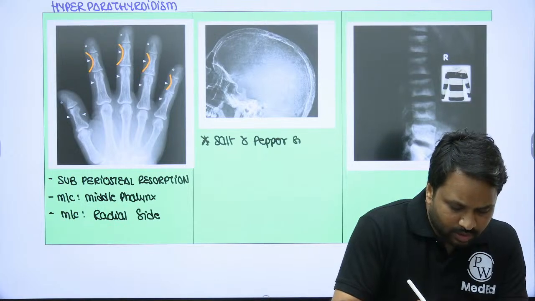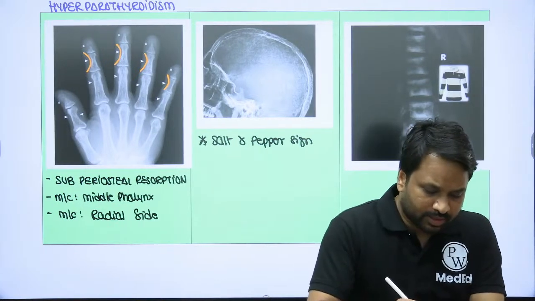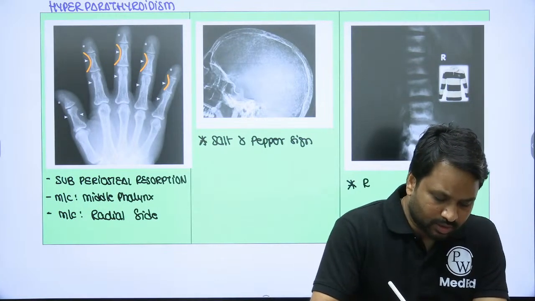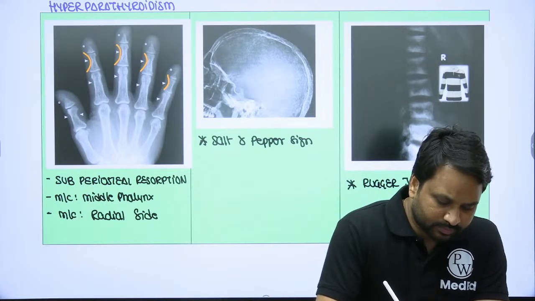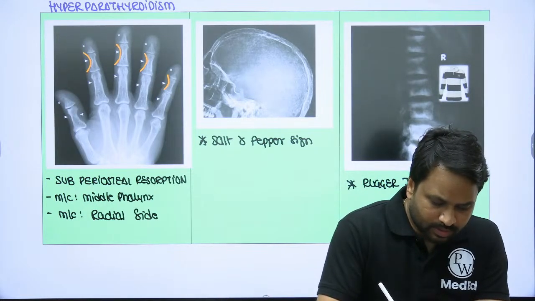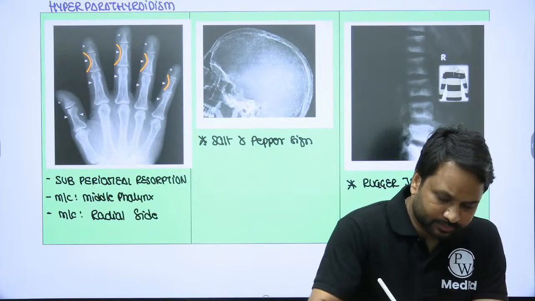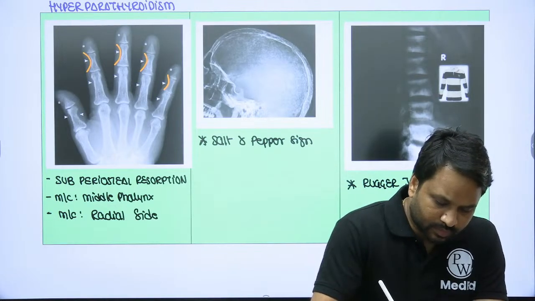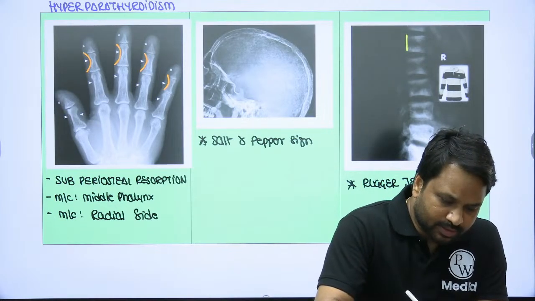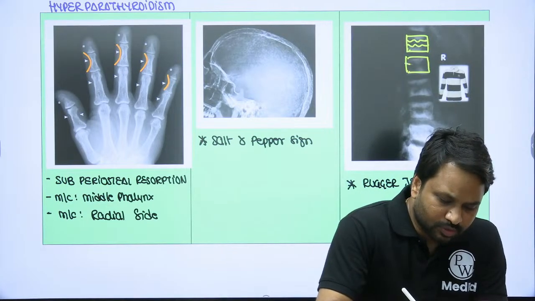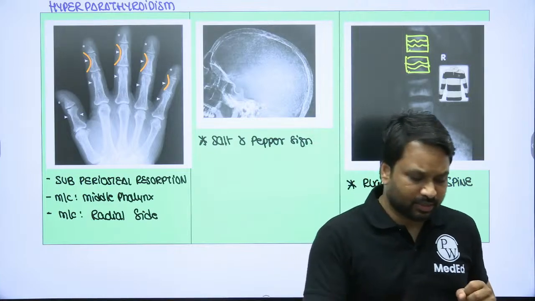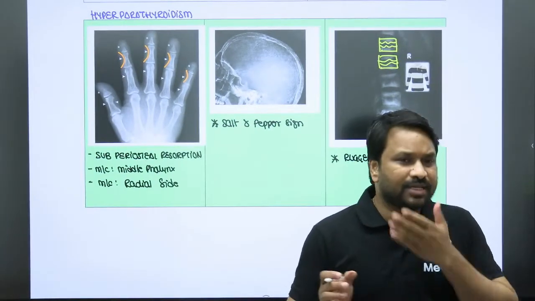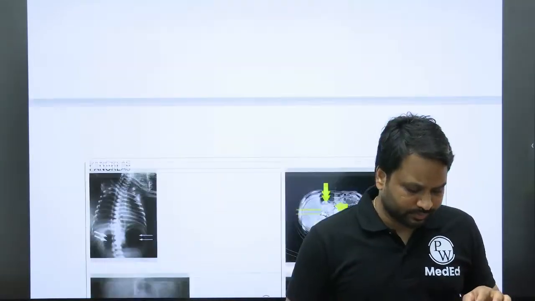The second image that you can see is the salt and pepper sign. The last one that you can see is your rugger jersey spine. In a rugger jersey spine, this is the vertebra, and you see loss of calcium here. So alternate bright and dark bands give a classical rugger jersey spine appearance. It is seen in hyperparathyroidism.